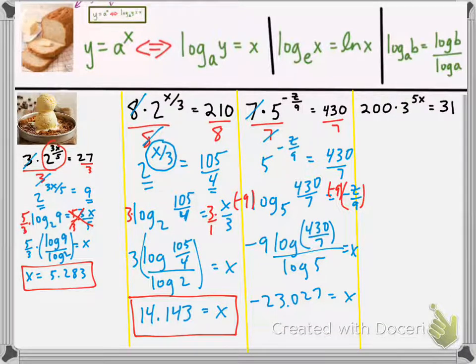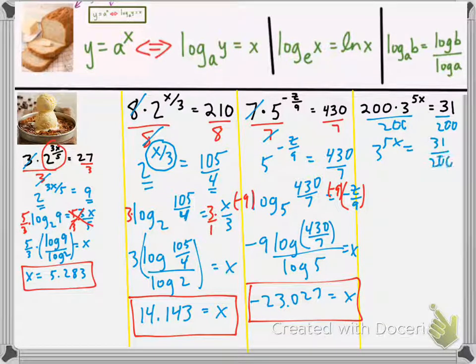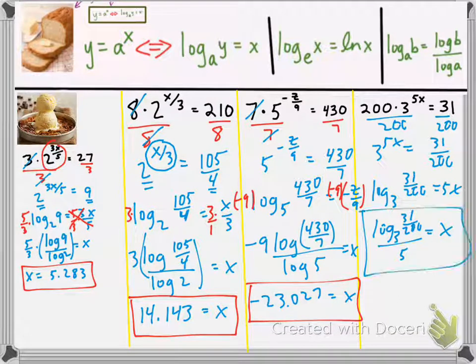Okay. And then finally, man, I keep running over the 5-minute mark. Dividing both sides by 200, we get 3 to the 5x equals 31 over 200. Convert to logs. Log base 3 of 31 over 200 is equal to 5x. And then we divide both sides by 5, or we can multiply by 1/5. So we have log of 31 over 200 over 5, and that's our value for x. That's it.